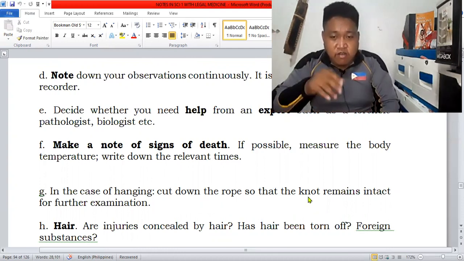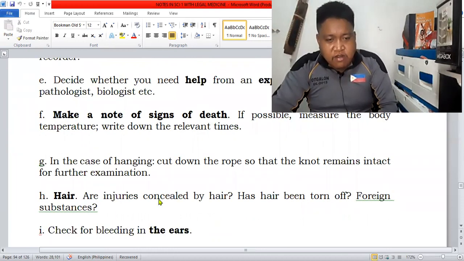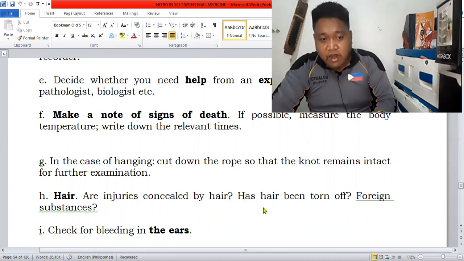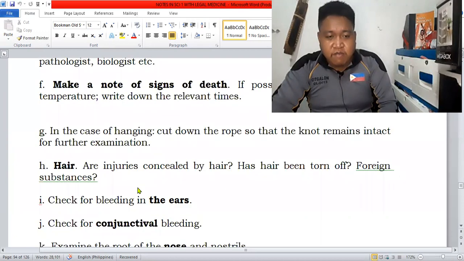Okay? Wag yun ang i-cut mo. You just cut the rope. Okay? Hair. Are injuries concealed by hair? Yan, tignan mo, baka pinalo bago hinang. Check the bleeding in the ears. Yan, especially pag sa hanging yan. Check for bleeding in the ears. Yan. Check for conjunctival bleeding.